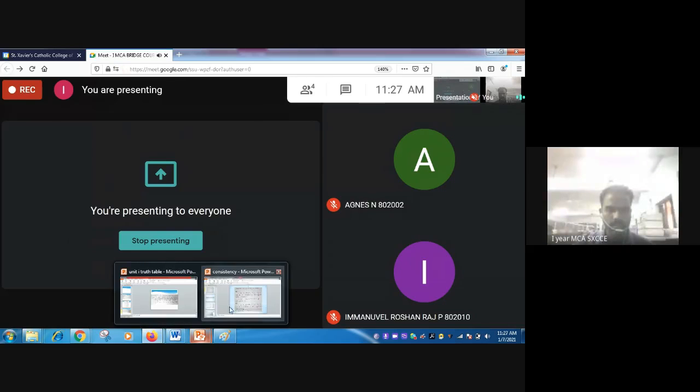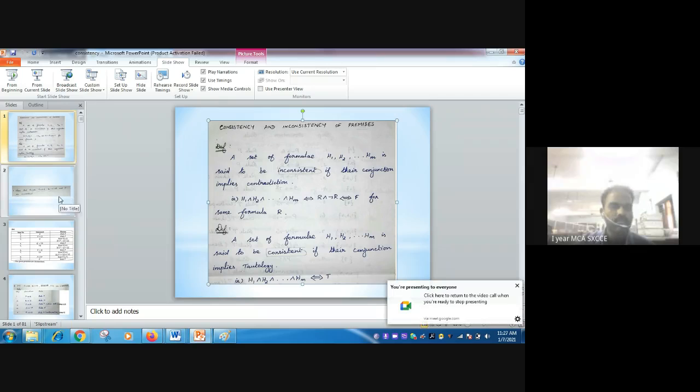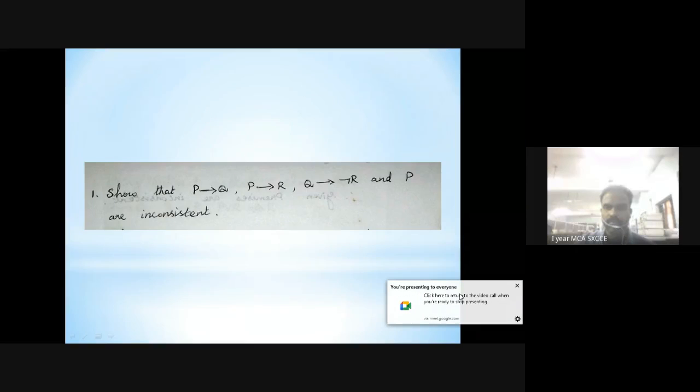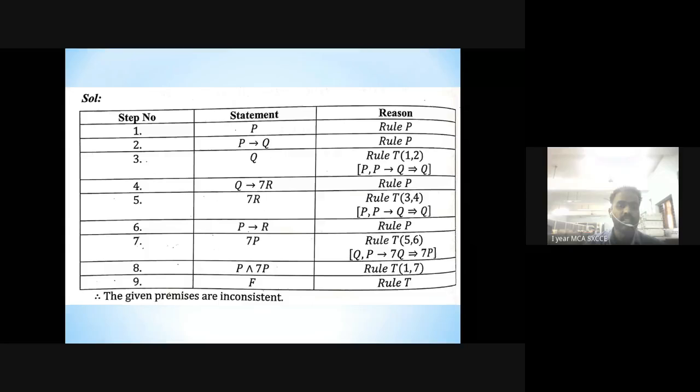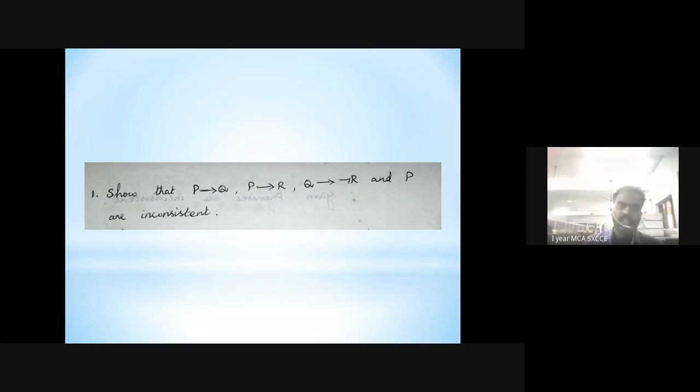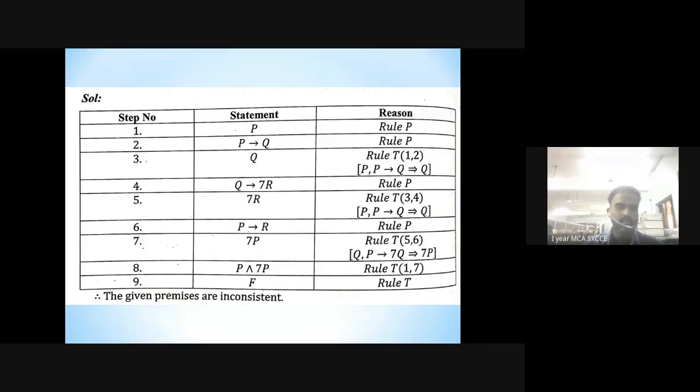Okay, fine, let us continue. Show that P implies Q, P implies R, Q implies negation R, and P are consistent. So given a set of formulae, we have to show whether it is consistent. For that, take the conjunction of all the statement formulae, and show that it is a contradiction or that we get the truth value false. Then the given premises are inconsistent, right?